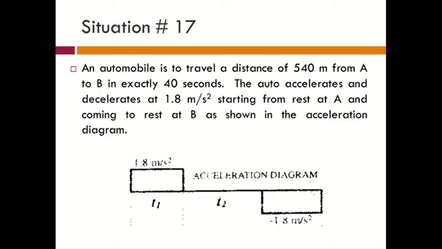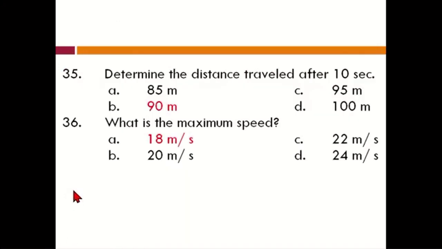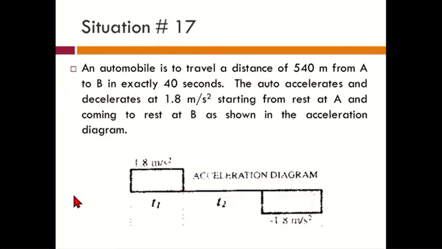Okay? Hindi natin alam. Ano yung hindi natin alam dito? Yun nga, yung time kung gaano katagal yung T sub 1 at gaano katagal yung T sub 2 na hindi siya nag-accelerate or decelerate. Pero alam natin na T sub 1, T sub 2 at saka yung T sub 1 ulit sa dulo is equal to 40 seconds. Okay, so ang mga question dyan ay ito. Distance traveled after 10 seconds and what is the maximum speed? Okay, so let's draw that dun sa ating workspace. Teka, drawing ko muna bago ko i-change yung screen.